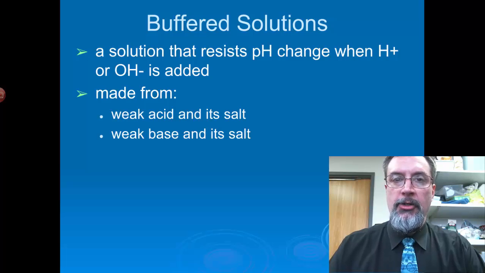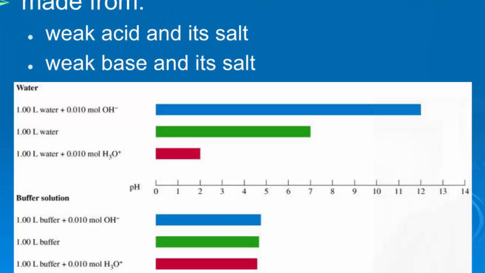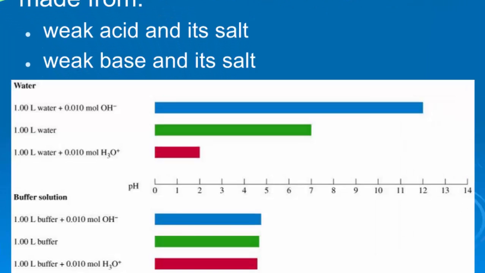Now, it might adjust a little bit here and there on one side or the other, but never more than 1 pH unit. For example, in this diagram, if you have 1 liter of water, which should have a pH of 7, and you add 0.010 moles of hydroxide ions, say from sodium hydroxide, the pH goes up to 12, from 7 up to 12. 1 liter of water's pH is 7.